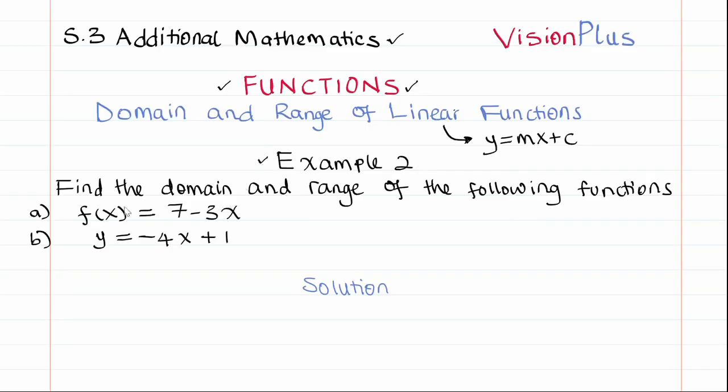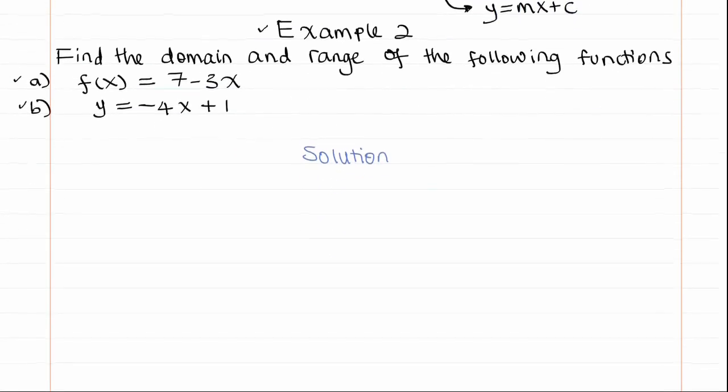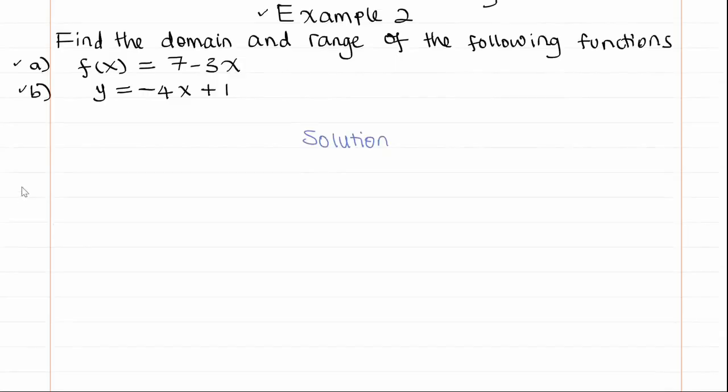Example 2 says, find the domain and the range of the following functions. The two given functions are linear functions. So part A says we are given a function f of x equals 7 minus 3x.